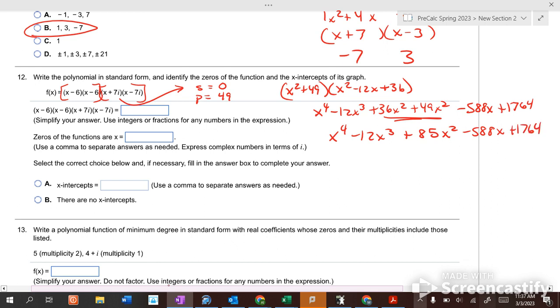Okay? That is the function. The zeros are at 6. Okay? And then it says express complex terms in terms of i. So it's -7i and 7i. The x-intercept is just 6 because if it's imaginary, it's not an x-intercept.